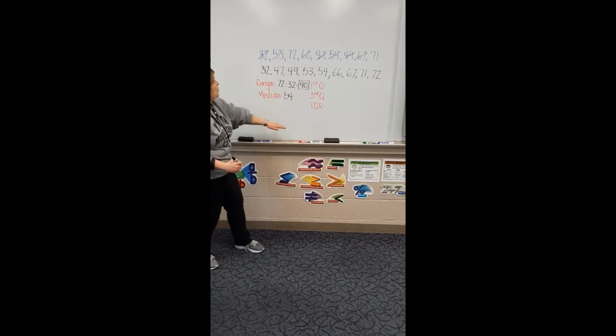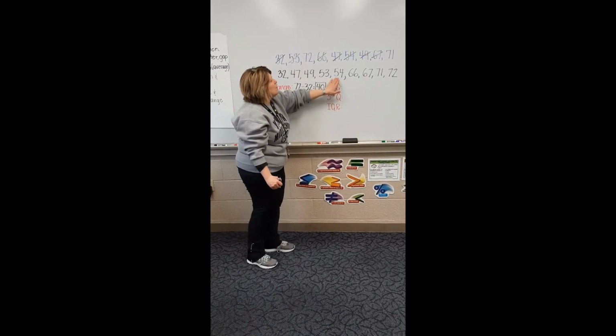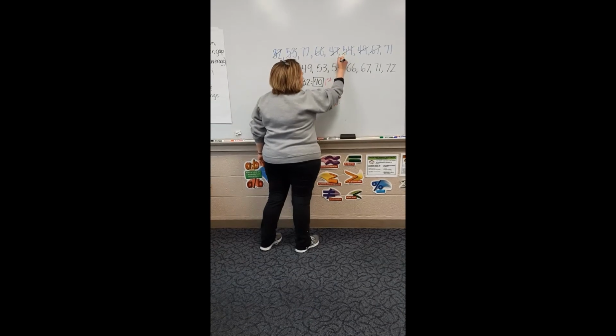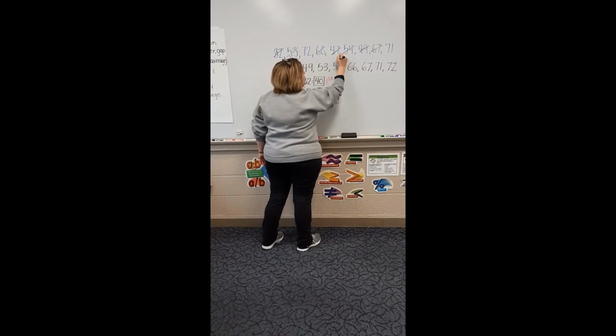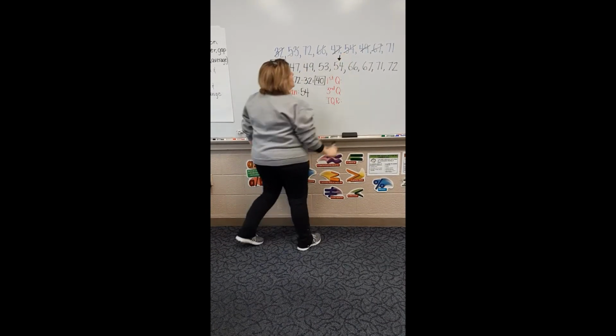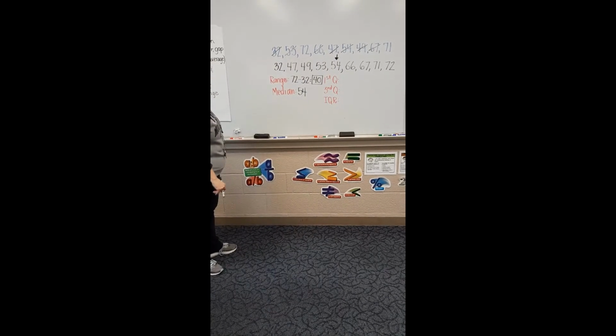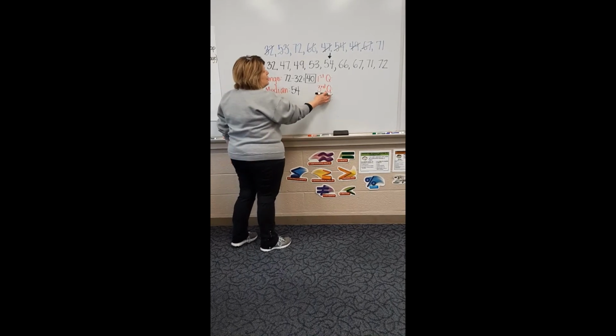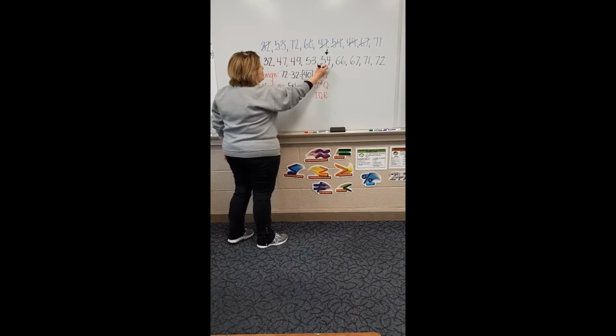All right, back to our problem. We found our median. And so Mrs. K always puts an arrow above that. You'll understand in a minute. That means that number's been used. That means when I go to the first quartile and the third quartile, I can't use that number.